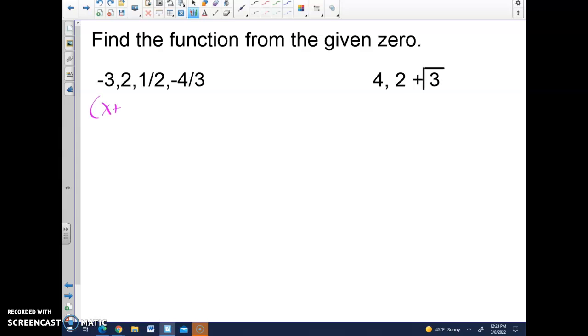Just going x plus 3. We're changing the signs, x minus 2. It's always the denominator in front of the x, and the numerator is the constant. Whoops, sorry about that. It should be a minus 1. We still have to change the sign.